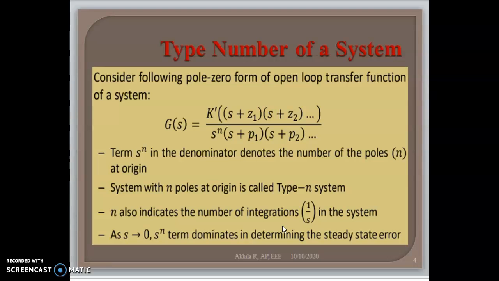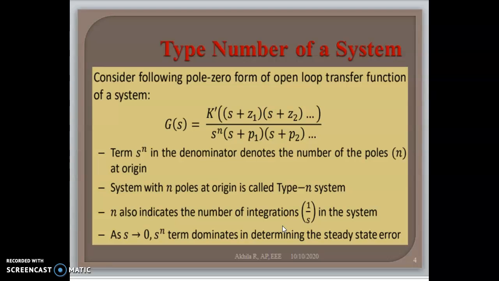Suppose your transfer function is in the pole-zero format, where G(s) is equal to K' (s plus z1)(s plus z2) divided by s raised to n, times (s plus p1)(s plus p2). As you already know, z1, z2, z3, etc. represent the zeros of the system, which are the roots of the numerator. p1, p2, p3, etc. represent the poles of the transfer function, or the poles of the system, and they are the roots of the denominator, and the denominator equation is what you call the characteristic equation.